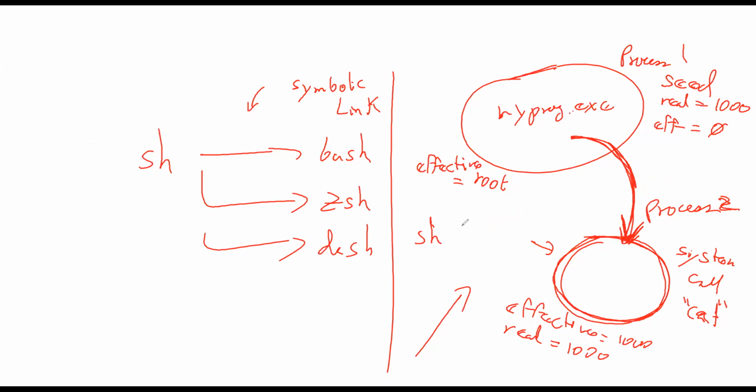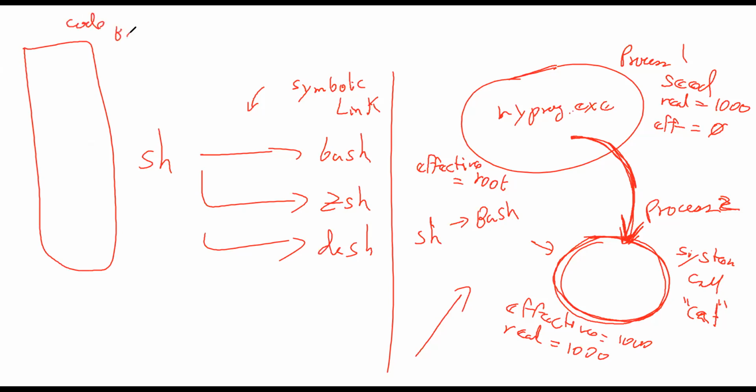However, if SH is pointing to bash or dash, these bash and dash are literally themselves programs. They're code as well. They're shells, interpreters. So if they have the right code, they will notice this immediately and change that effective ID.